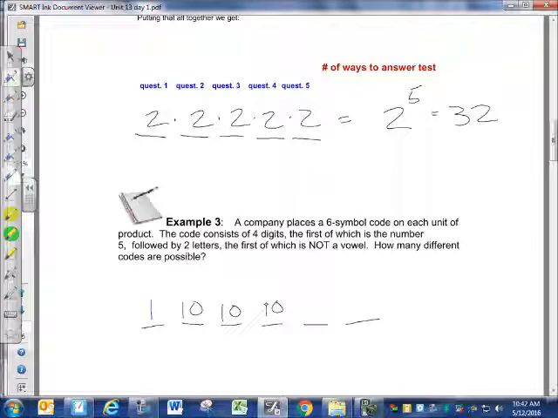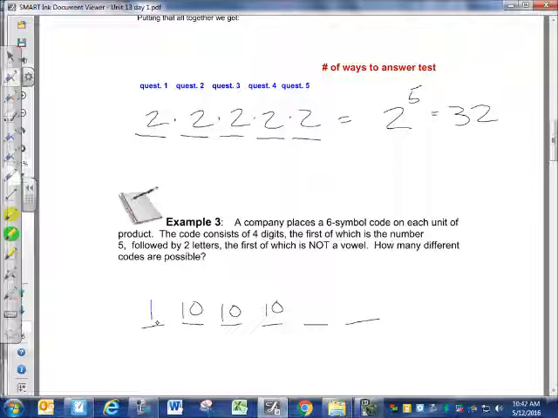Wait, the first one's number 5, right? Because it's not that I have 5 choices. Telling me that there's the number 5 means I only have one choice for this first slot, and the choice is number 5. Now, we'll talk about this next, actually.